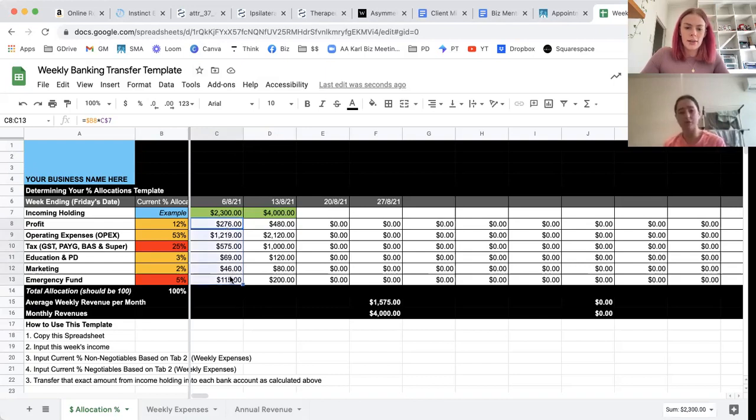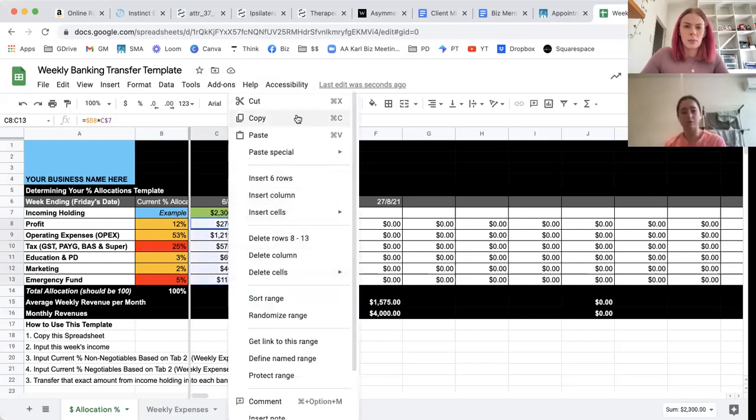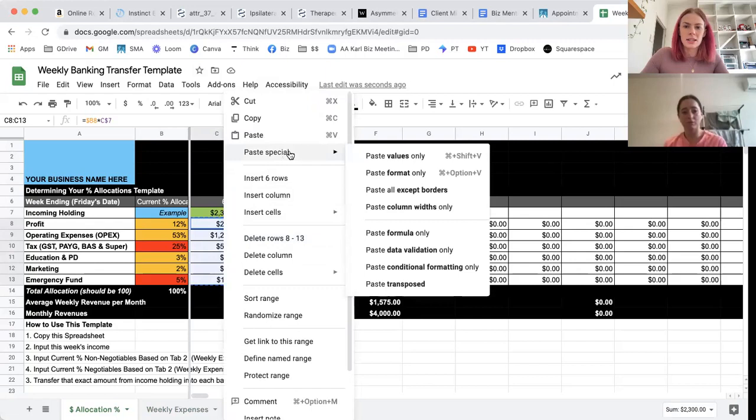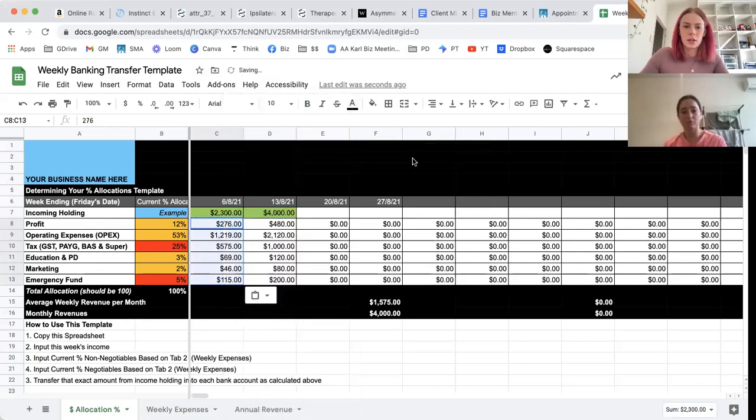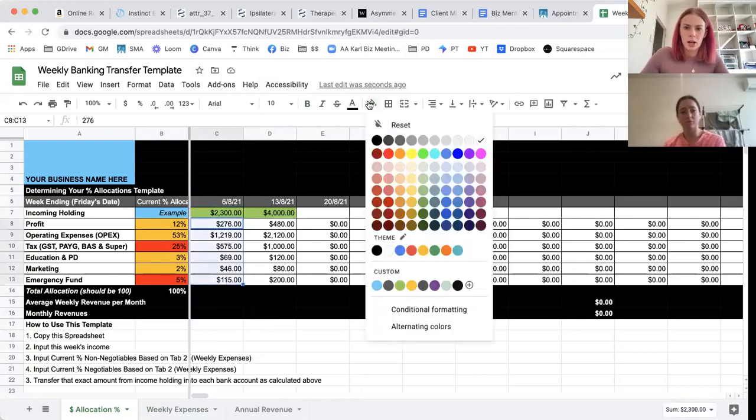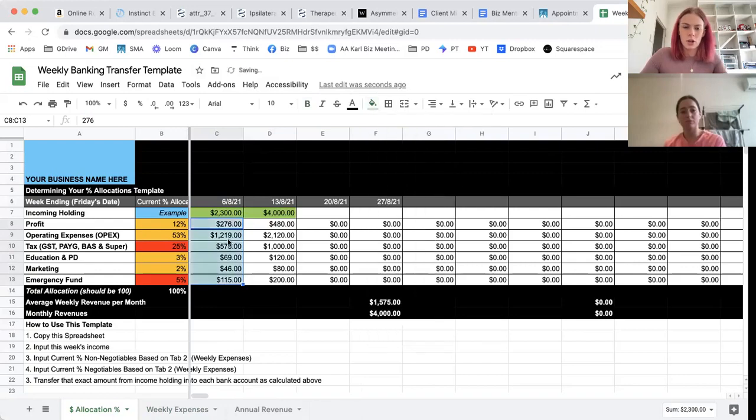So I go here and then I go copy, and then I actually go paste special and paste values only. So say this was last week, which it is according to where we're at today, then I actually change the color of it just so I know that's going to change. So if I write this needs to be 20%, it only changes that number. Did you see that? Yeah. Okay. Yeah. If I go back to 12, watch this box.